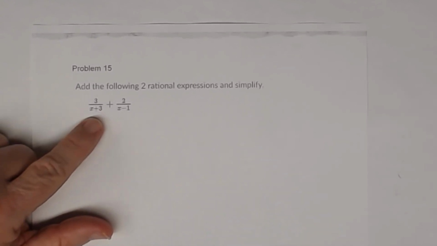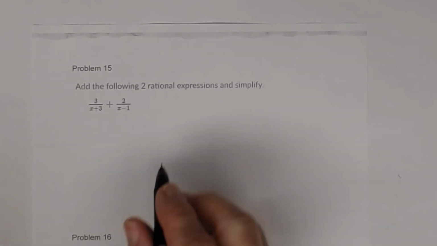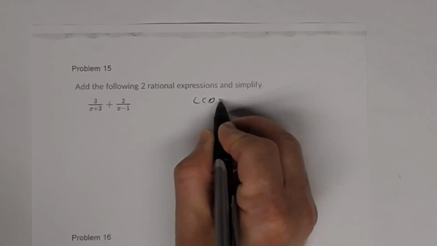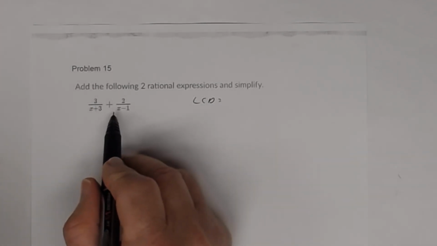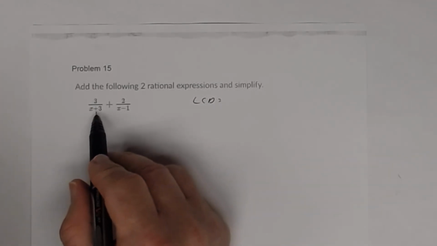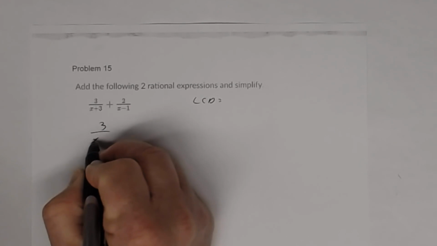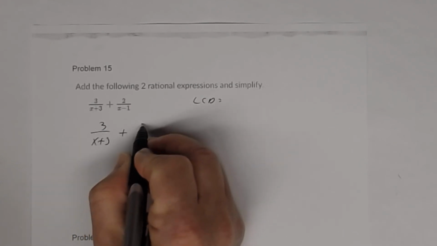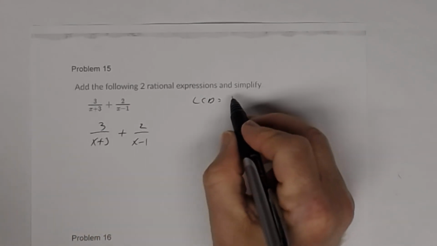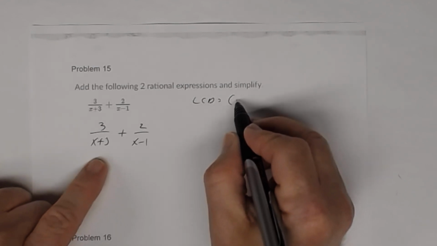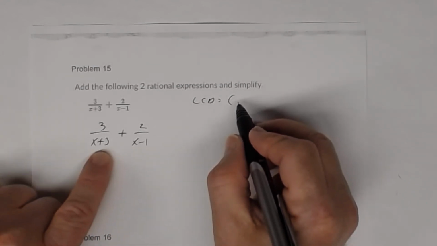All right, 15, you wanted to add those two rational expressions. So let's first of all find the least common denominator. In this case, remember, finding the least common denominator, you have to factor your denominators. Each of those are linear factors, so there's not much you can do in terms of factoring, right? They cannot be factored. So your least common denominator is a product of each of those factors that you see.